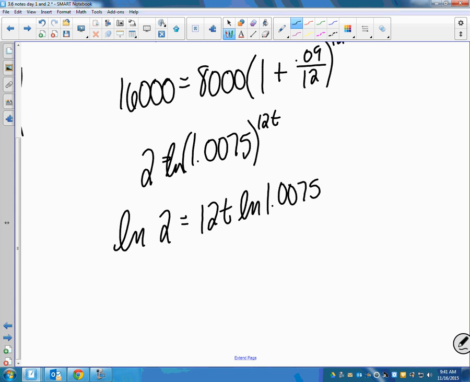Can I solve for t now? It's kind of up to you how you want to do it. We could do it in 2 steps or all in 1 step. If I want to solve for t, and this is all multiplication, I just need to divide. So we could divide by 12, and then divide by ln of 1.0075, or we could do it all in one step and divide by 12 ln of 1.0075.